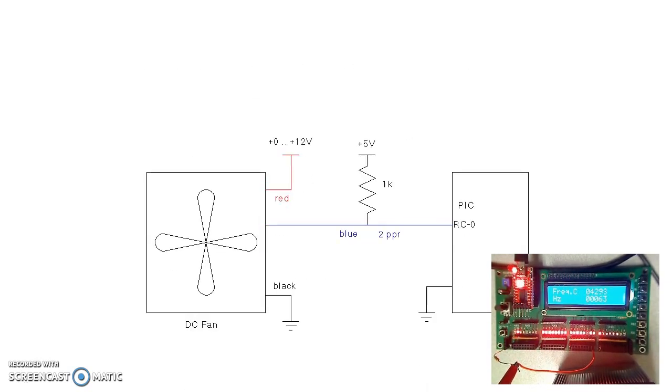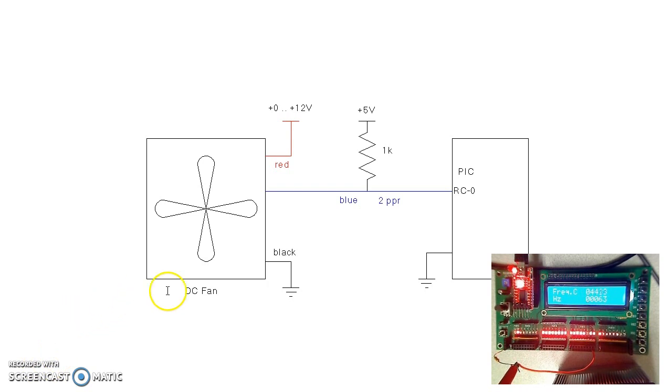Now the way the fan works, it's got three wires, a red wire, black wire, and blue wire. The red wire is power, black is ground. Voltage is anywhere between 0 and 12 volts. The higher the voltage, the faster it spins. The blue wire pulses twice per rotation.